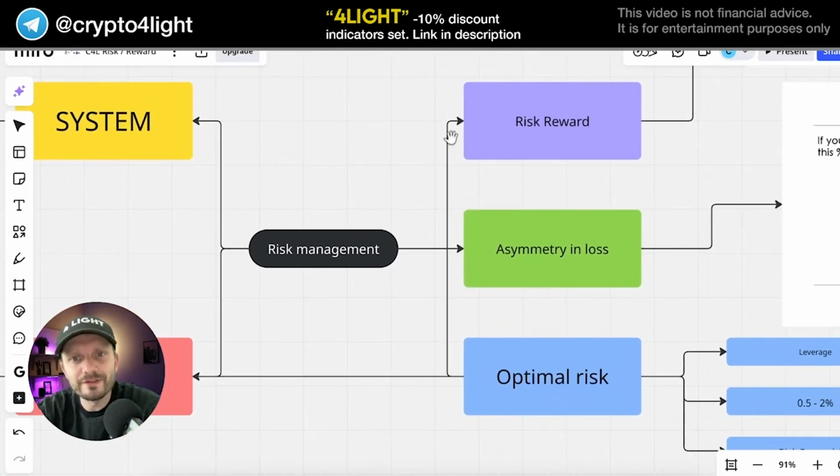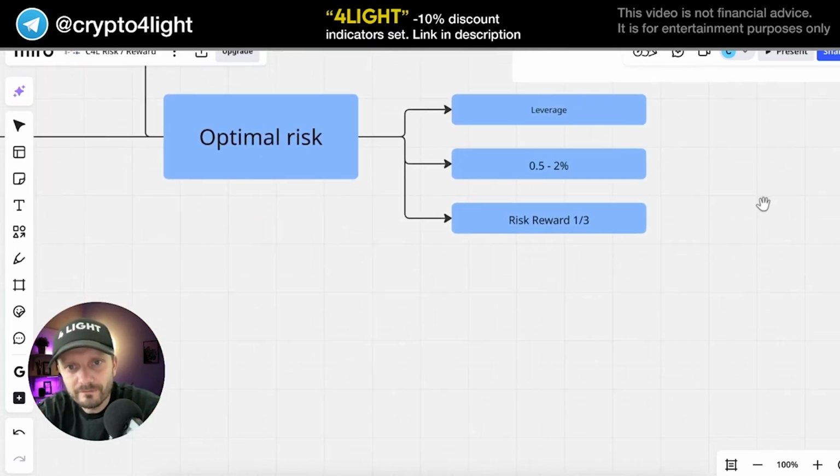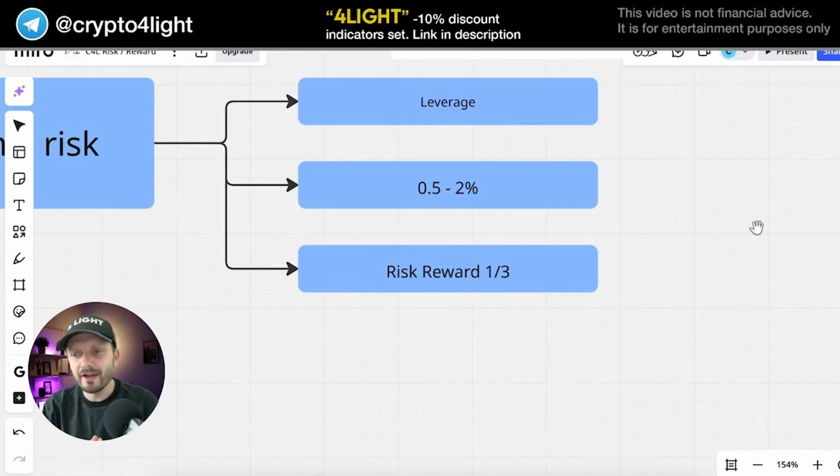Next, we need to talk about risk reward, asymmetric loss, and optimal risk. Optimal risk has to be a comfortable leverage. About our leverages, I already posted a video, and the size of your leverage absolutely doesn't matter, because what matters is only the amount of money you put in. For example, if you trade with $100 at 5x leverage, it looks okay, not a big risk, right?